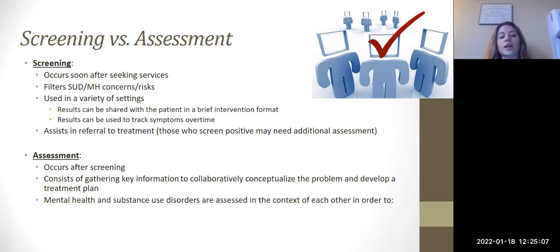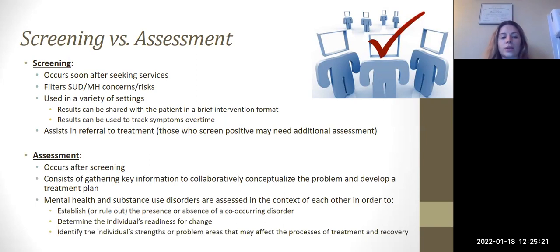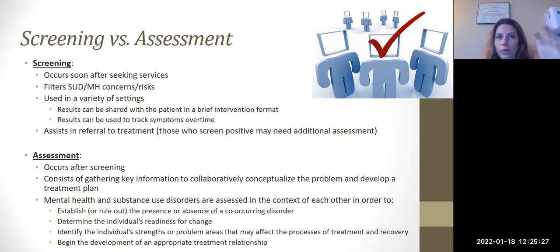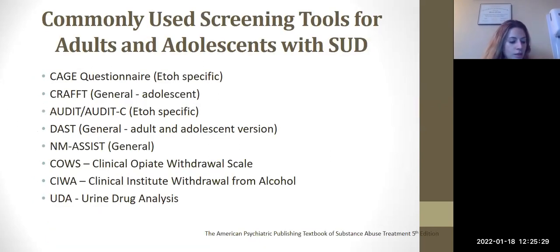The assessment occurs after the screening, and that's where you gather a lot of key information to be able to conceptualize their problems, make some diagnoses and a treatment plan. That's part of the general H&P or the intake psychosocial that's done when somebody is starting care. So the screening applies to everybody, and then the assessment applies to people where we're really trying to focus in and make much more informed decisions about their treatment.